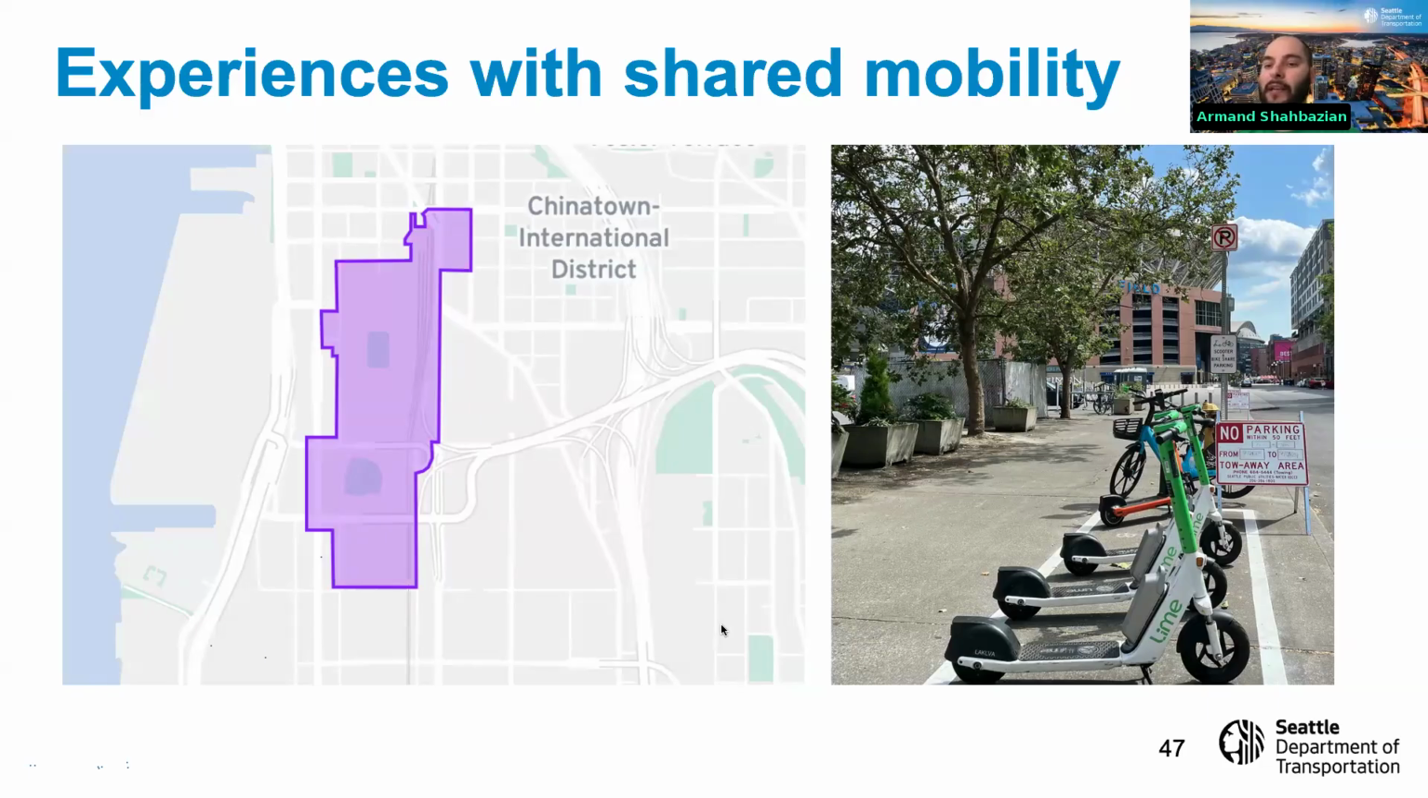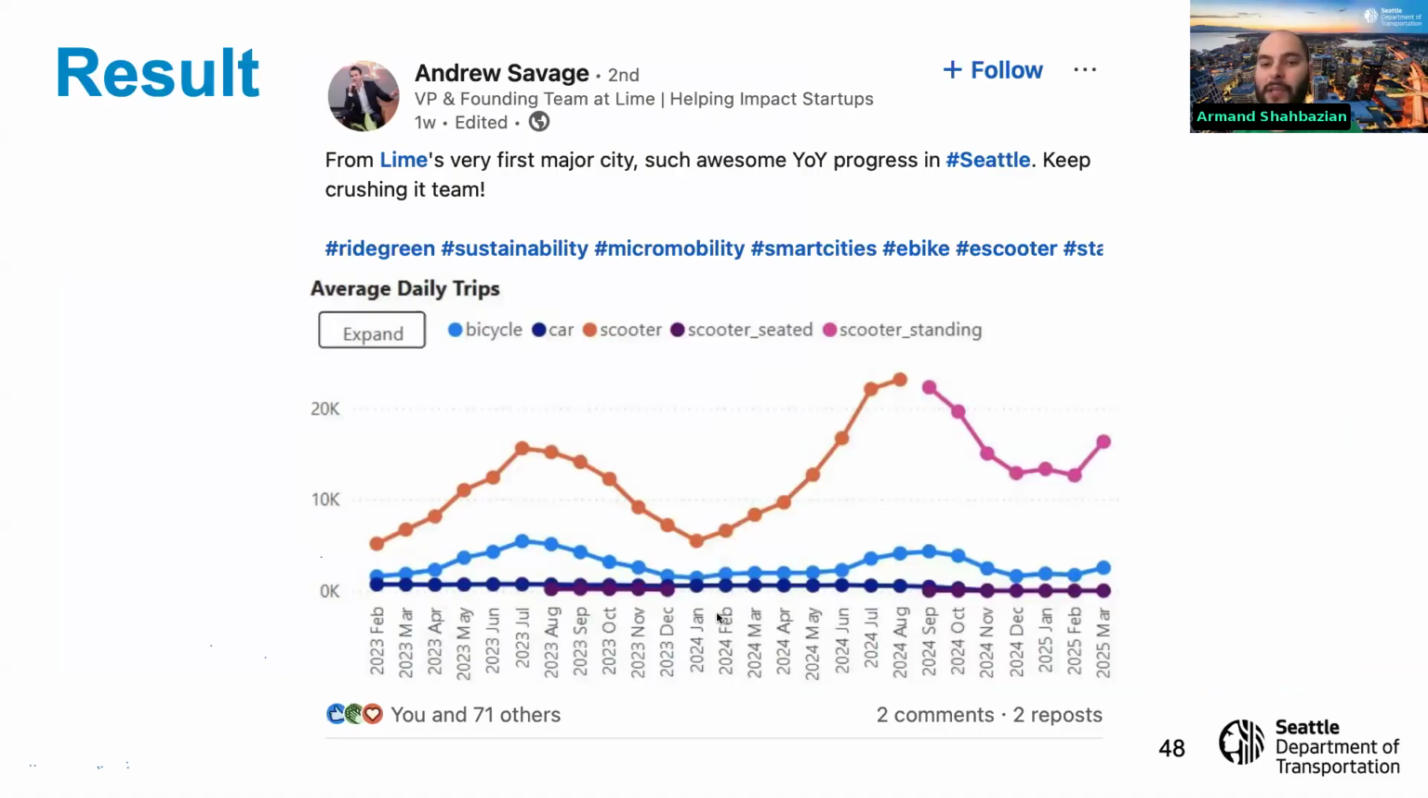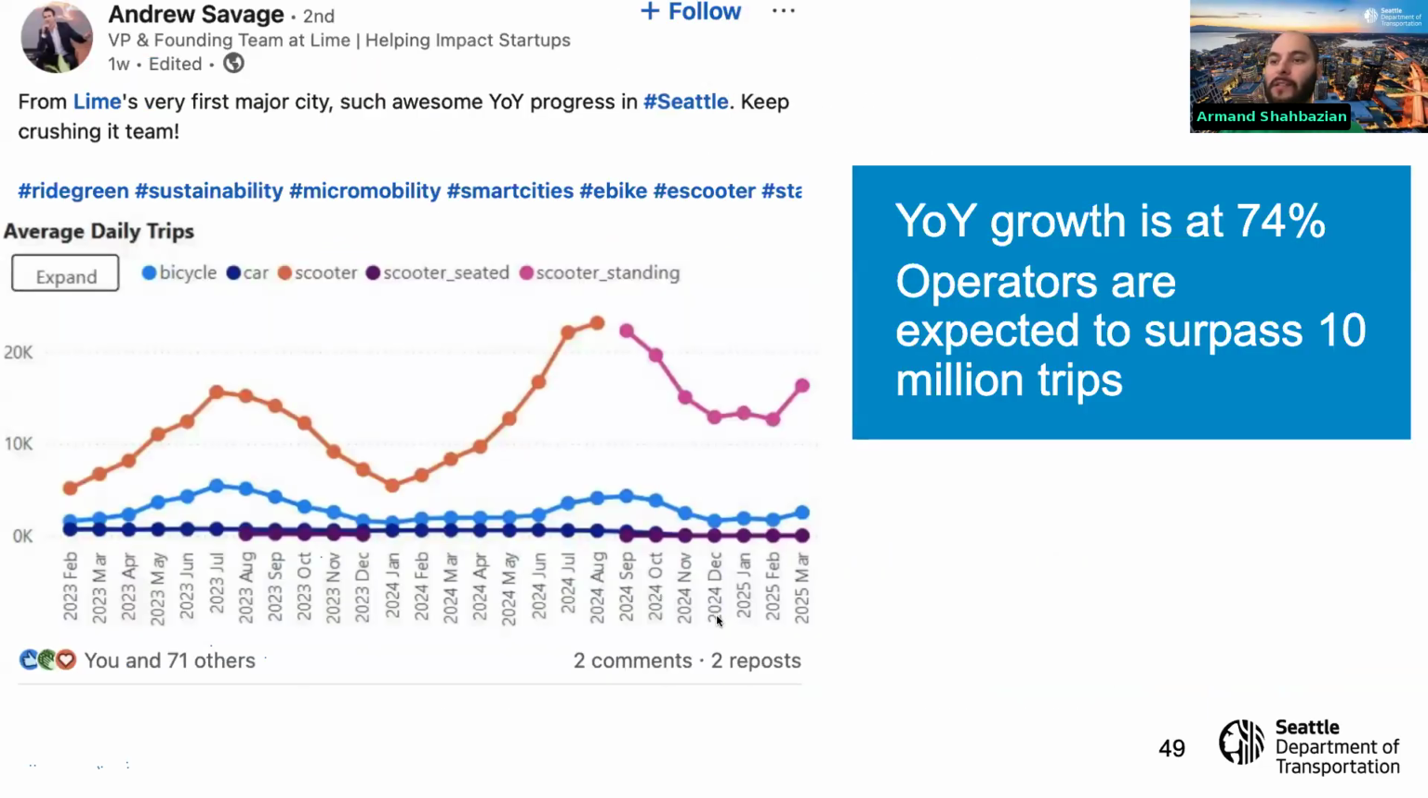And so today, we're using tools like geofencing. What you see on the left is a geofence of our stadium district that has dedicated policies for parking and staging, et cetera. And then what that looks like for users is the image on the right, which is dedicated parking corrals that compel users to end trips in specific areas to make sure that public space is not cluttered. Next slide. And the result of that is that we have seen immense year-over-year growth for micromobility in Seattle. Next slide. What that looks like is we're at 74% year-over-year growth, and our operators are expected to surpass 10 million trips this year.